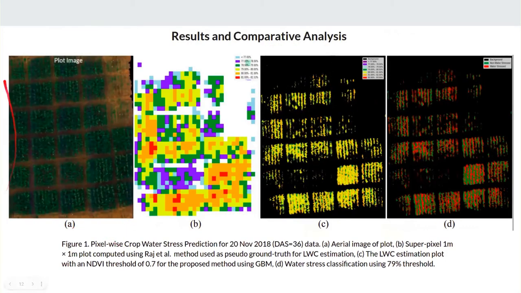This is our plot image captured. It is the RGB image, and this would be the pseudo ground truth that we use from our previous work. And this is the leaf water content plot that is obtained when a model is trained on the UAV based hyperspectral image. And we see that the pseudo ground truth enables good generalization performance, as the water stress plot here verifies. So we use the actual ground truth that is obtained from destructive sampling to verify the leaf water content and the water stress status for days after sowing at 36.